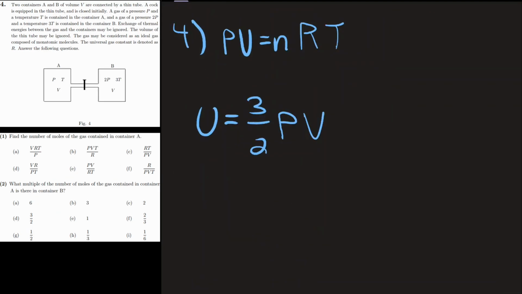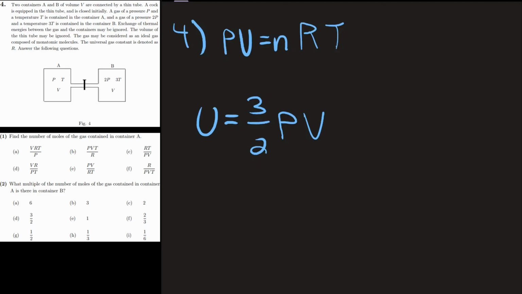So next is the section 4 question, which says, two containers A and B of volume V are connected by a thin tube. A cock is equipped in the thin tube and is closed initially. A gas of a pressure P and a temperature T is contained in the container A, and a gas of pressure 2P and a temperature 3T is contained in the container B. The exchange of thermal energies between the gas and the containers may be ignored. The volume of the thin tube may be ignored. The gas may be considered as an ideal gas composed of monatomic molecules. The universal gas constant is denoted as R.